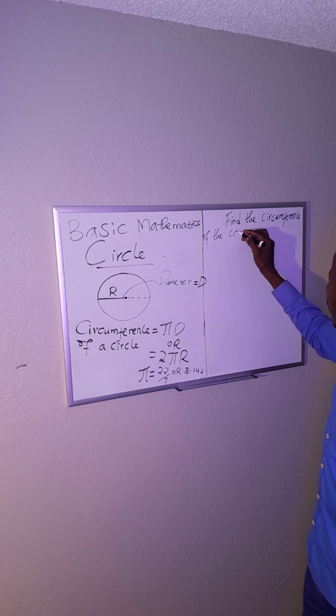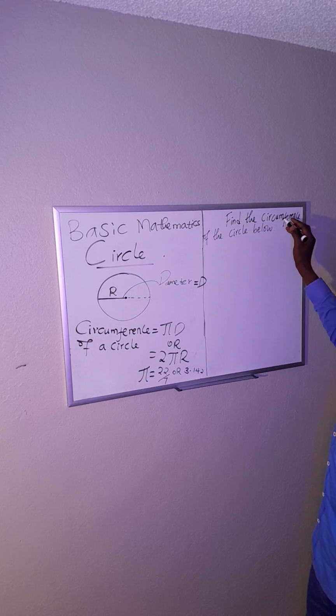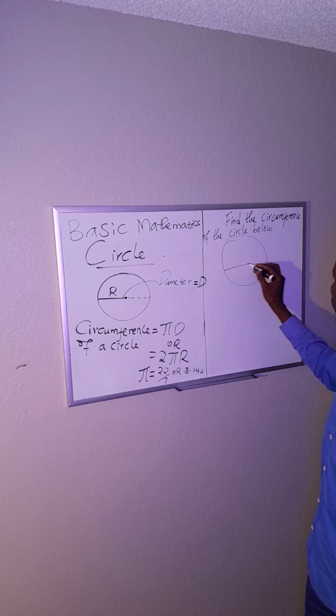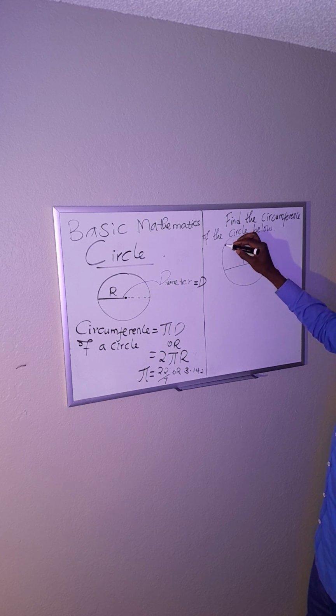Find the circumference of the circle below. So this is how my circle will look. Then the distance from here up to here, I want to say I have 14 centimeters. That is my diameter, and this is my circle.